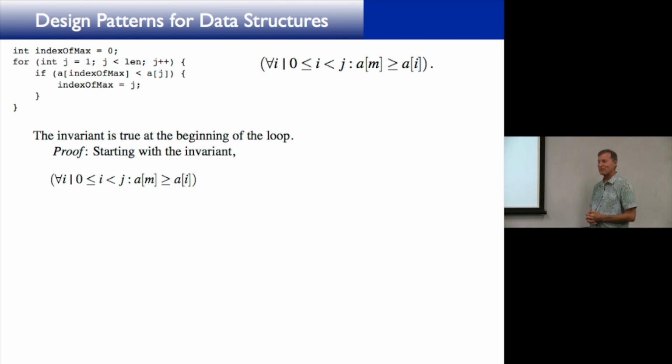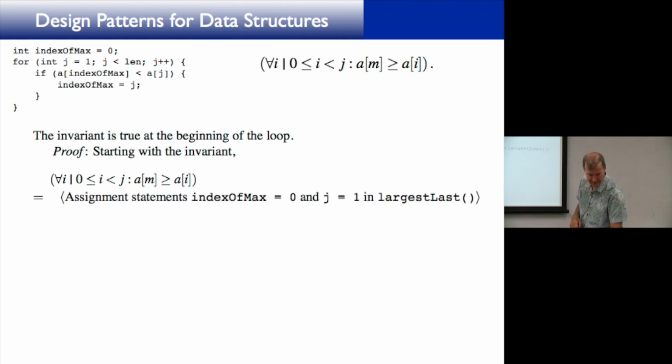Okay, now here comes the cobwebs really being swept away. All right? So what we're going to do is start with the invariant. So that's for all I, 0 less than or equal to I less than j, body, a sub m is greater than or equal to a sub I. And this equals, by the assignment statement. So what is the assignment statement? At the beginning, after the initialization, the assignment statement is what? Index of max gets 0. All right, and then it's for int j gets what? 1.